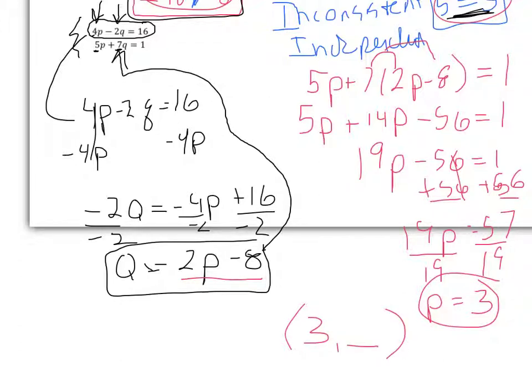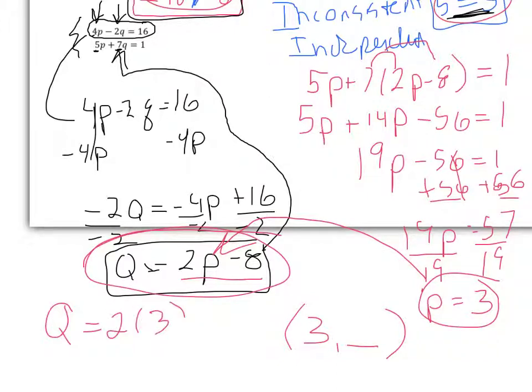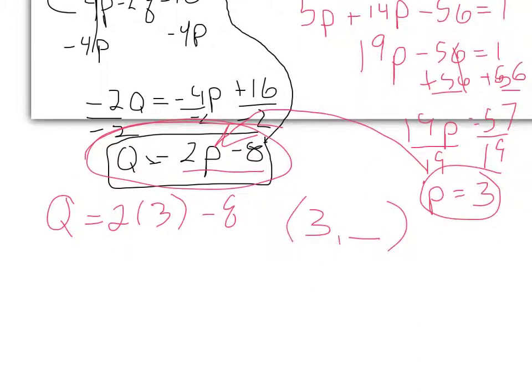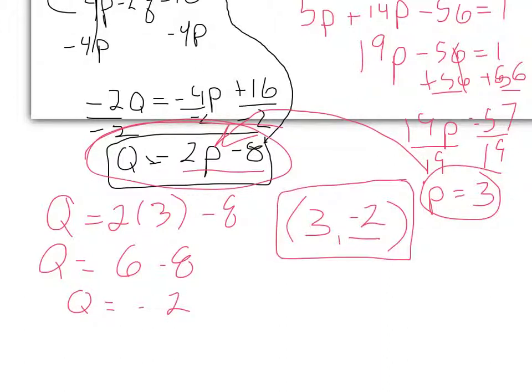Now, in order to get q, they call this the method of substitution, because we're going to do some substitution here. In fact, this equation's already solved for q, so if we plug our p back into here, that is going to help us solve for q. So plugging it back in here, we get q equals 2 times 3 minus 8. So we get q equals 6 minus 8, so q equals negative 2. So 3, negative 2, that's our solution.